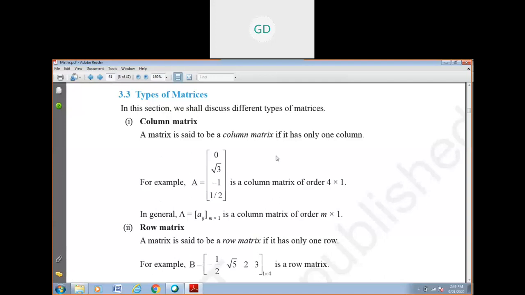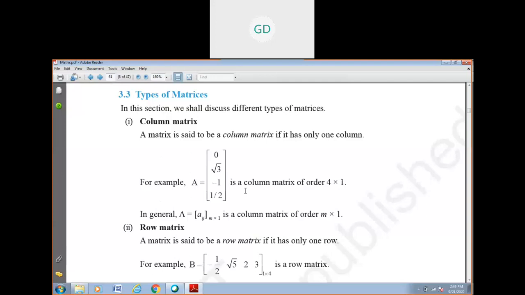That means in a column matrix, this component will always be 1, because the second component indicates the number of columns. So in a column matrix the second component will always be 1. So the order of any column matrix will be something by 1: m by 1, n by 1, 2 by 1, 3 by 1, 5 by 1, like this.